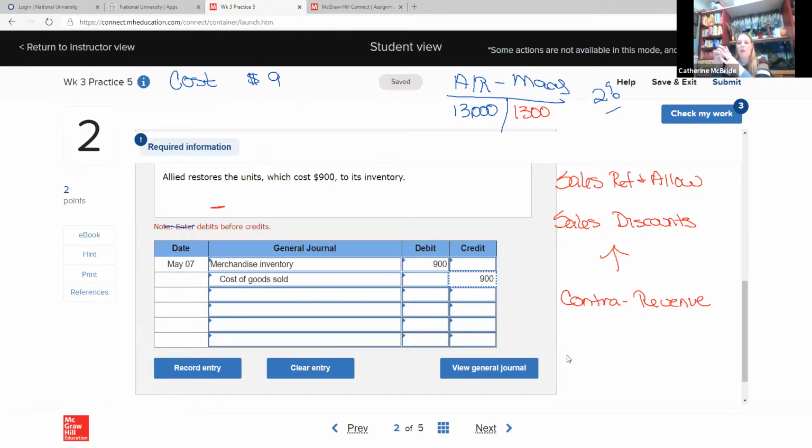Exactly. So now we're just doing the opposite of that. We got it back in, so we're backing it out of inventory and cost of goods sold. We did the same thing with the previous entry. We backed it out of sales. We just did it using a contra account.